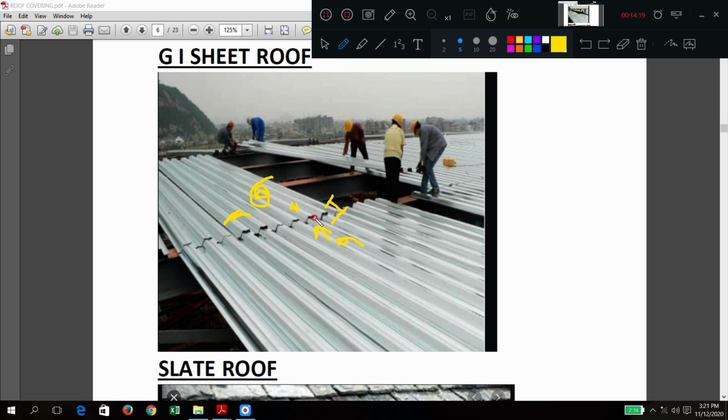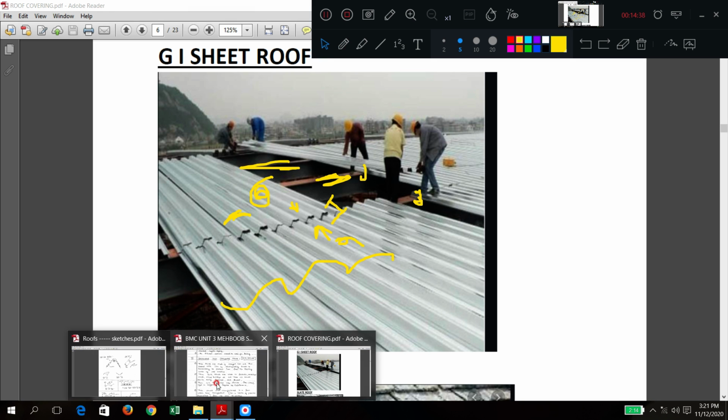These have to be provided. These common rafters or battens, wherever the points are, will be fixed using J bolts, nuts and bolts, washers, everything. And these are the corrugations on top. Now I think you will get a better idea when you read the notes. For almost the whole subject, I have collected material and shown you with practical diagrams.